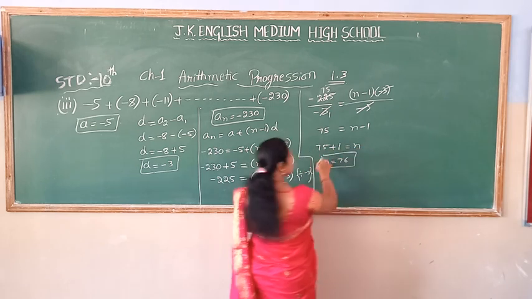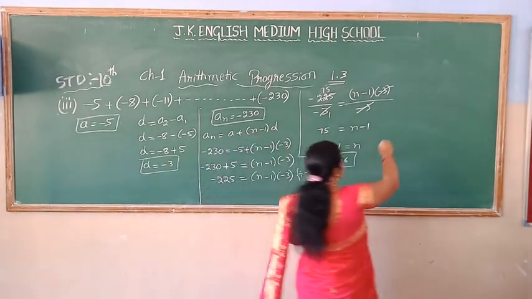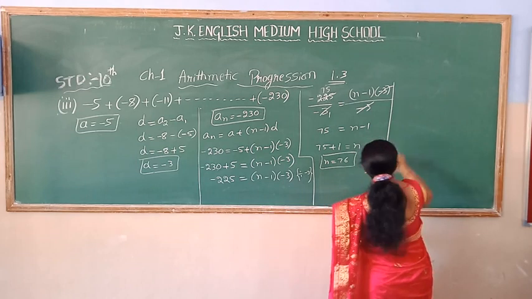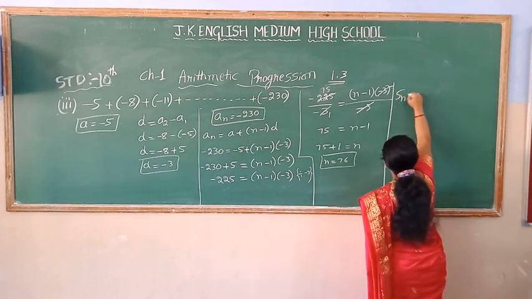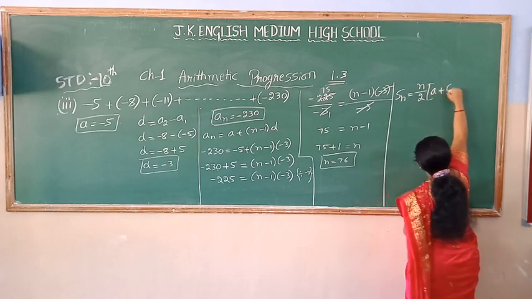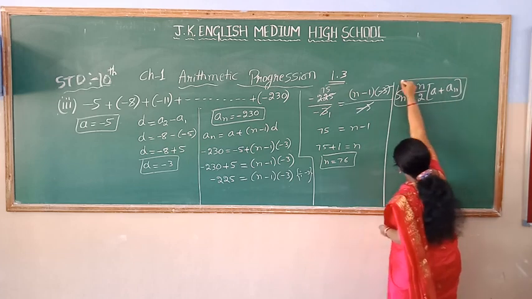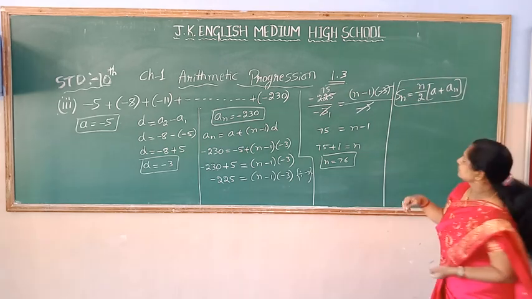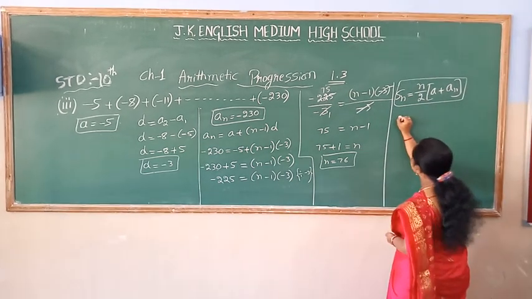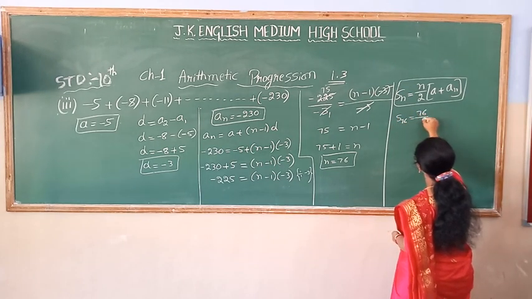After getting the value of n, we now have to find the sum of n terms of the AP. By using the formula, Sn is equal to n by 2 into (a plus an). So substitute the values. This is the formula we have to use. Then substitute the values now. The sum of n terms means the sum of 76 terms here. N value is 76 by 2.